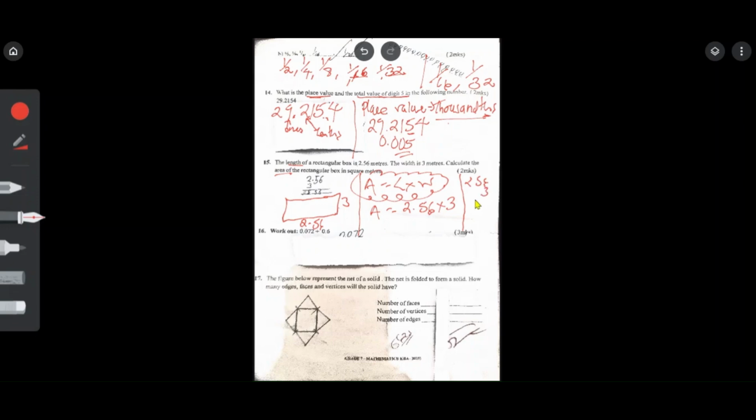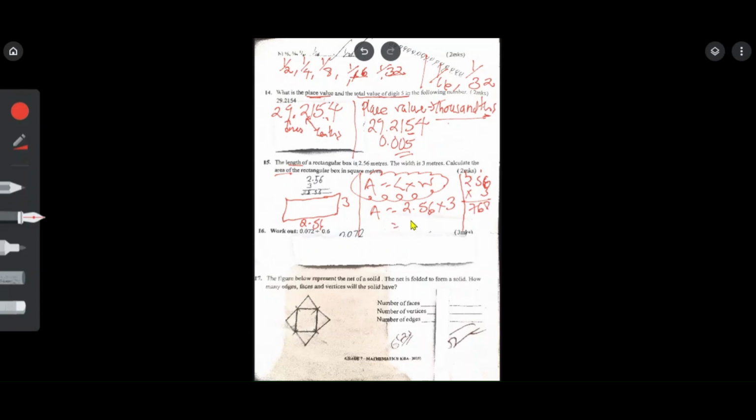So I just work it out somewhere here. 256 multiplied by 3. Then I'll put 2 decimals. So 3 by 6, it is 18. Carry 1. Then 3 by 5, it is 15 plus 1, 16. Carry 1. Then 3 by 2 gives you 6 plus 1, 7.